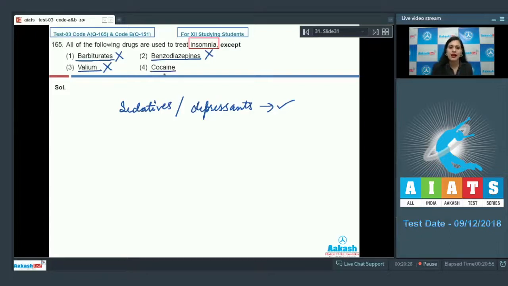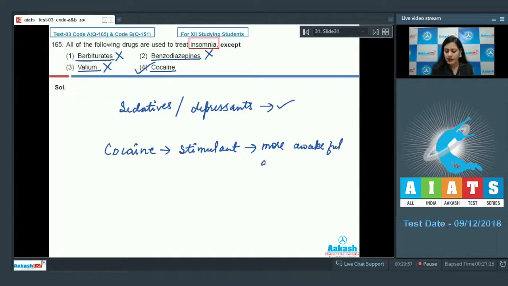On the other hand, the last option, cocaine, is the correct answer to our question because cocaine is a stimulant which makes a person more wakeful and alert. So cocaine cannot be used to treat this condition called insomnia. So the correct answer for this question is option number 4. Let's proceed to the next question.